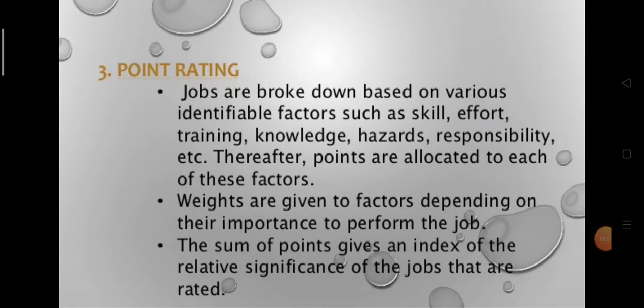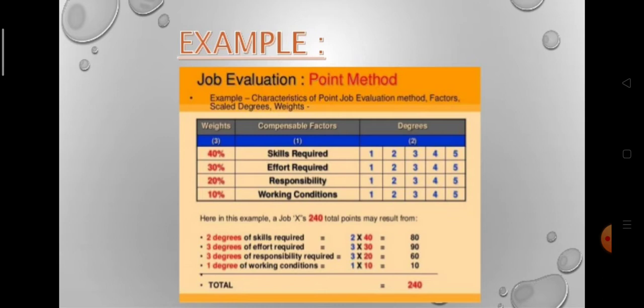So point rating, the sum of points gives an index of the relative significance of the jobs that are rated. See this example, skill required. How much skill is required, we give the points. Point method means how many degrees they have. So we are recruiting with intermediate qualification, or degree qualification, or PG qualification. So what is their skill level?